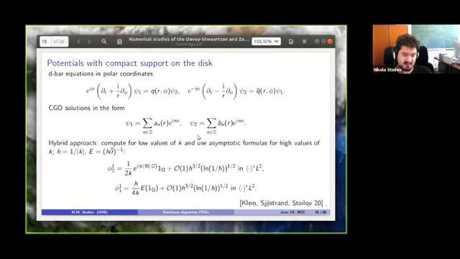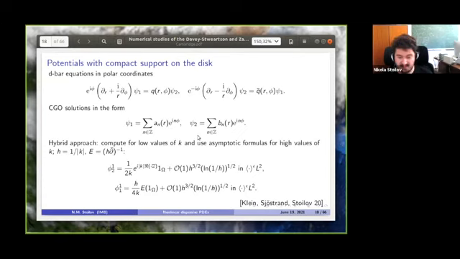So the second class of potentials that we looked at is potentials with compact support on the disk. In this case, we use compactification of external domains with Chebyshev methods. Actually, in some cases, this is simple enough that you can also only work in the disk and then deal with the external part analytically. But this is not always so.